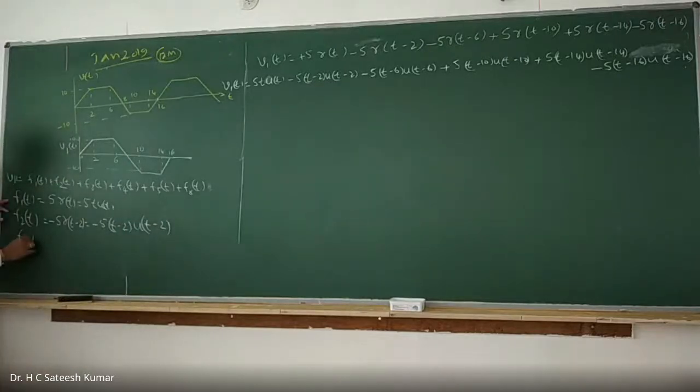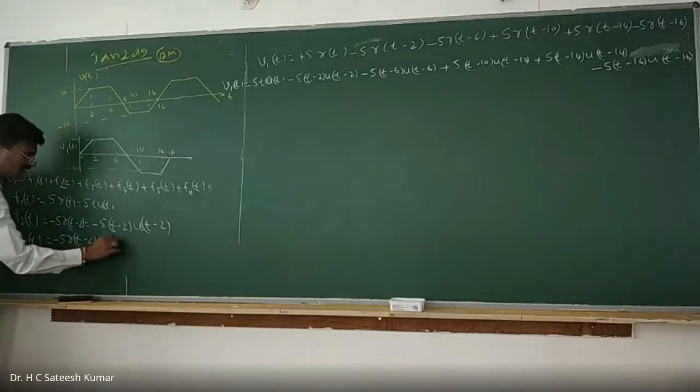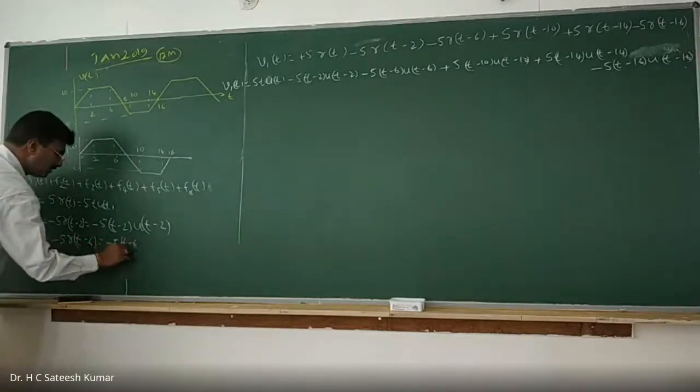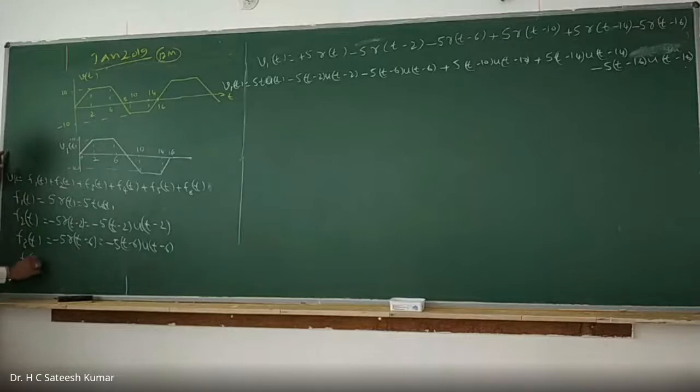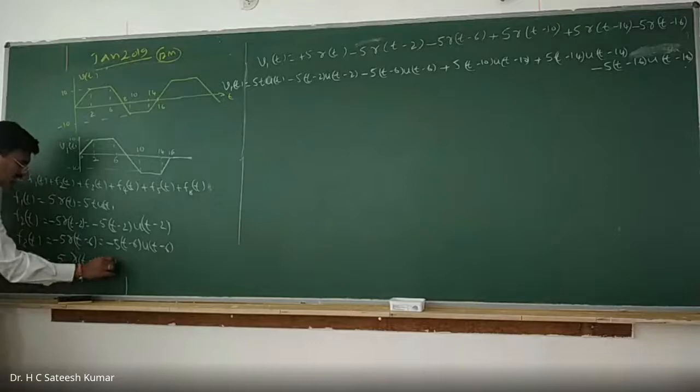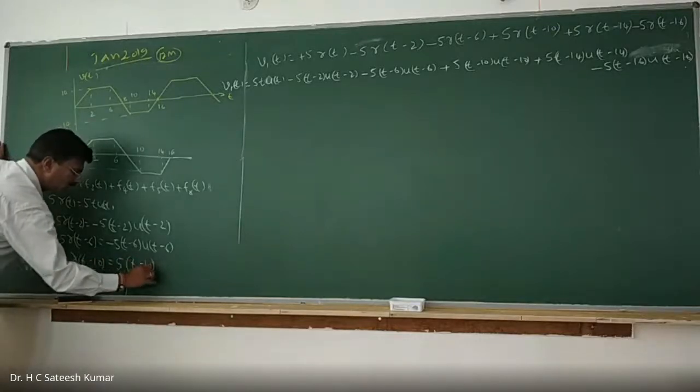f3 of t is the third one, minus 5 r of t minus 6, which is equal to minus 5 into t minus 6 into u of t minus 6. f4 of t is the fourth one, 5 r of t minus 10, which is nothing but 5 into t minus 10 into u of t minus 10.